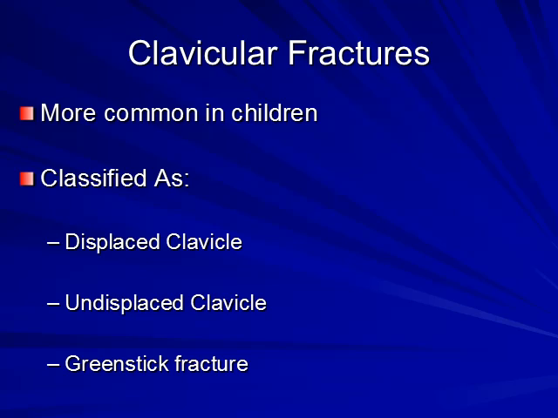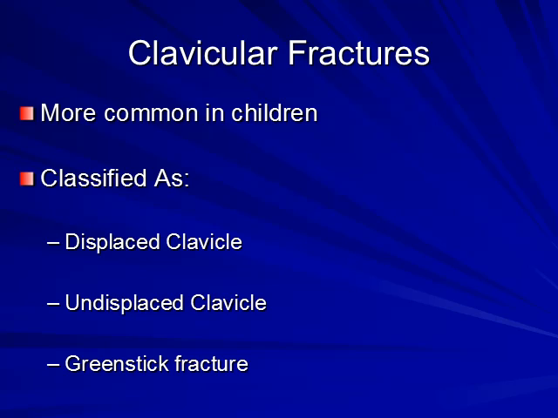We generally put these into 3 categories. We have a displaced clavicular fracture, an undisplaced clavicular fracture, or a greenstick fracture. The displaced and undisplaced are just named for what they are. Is it undisplaced, meaning where it should be, or has it moved location-wise due to the fracture, which would be a displaced clavicle.